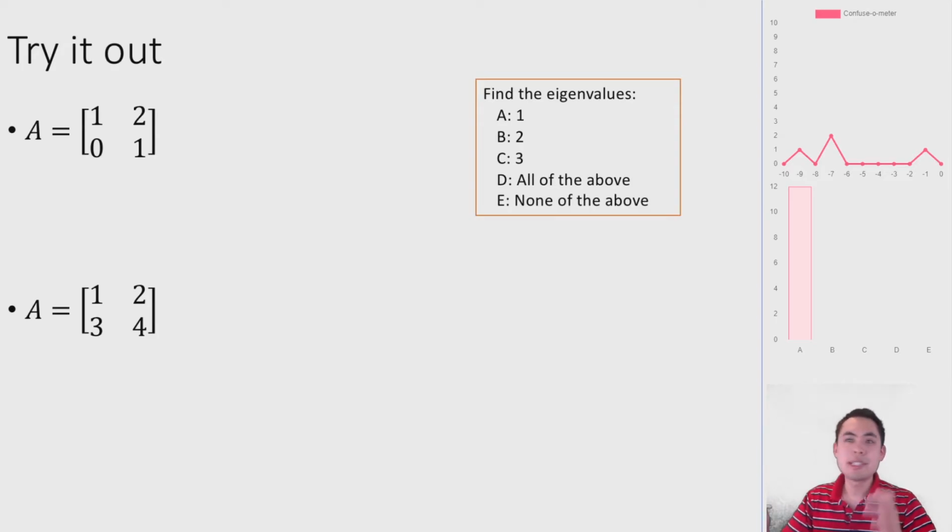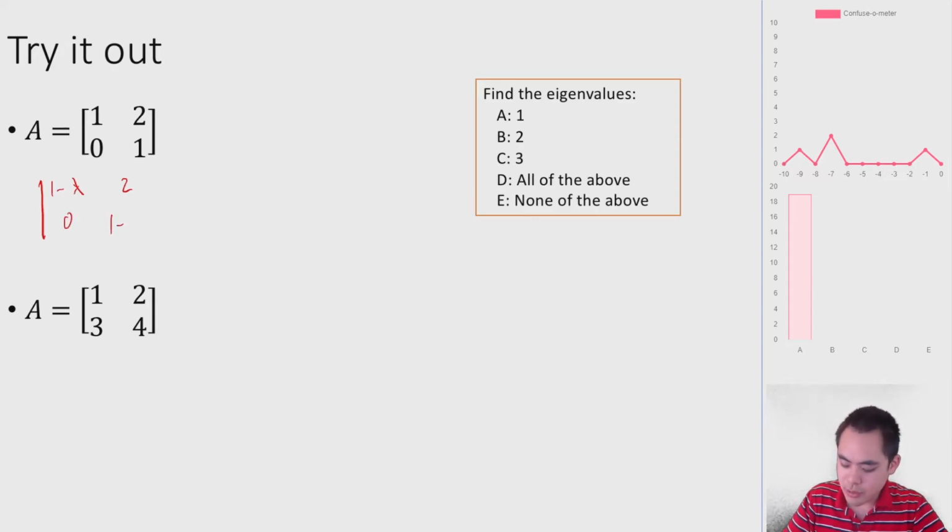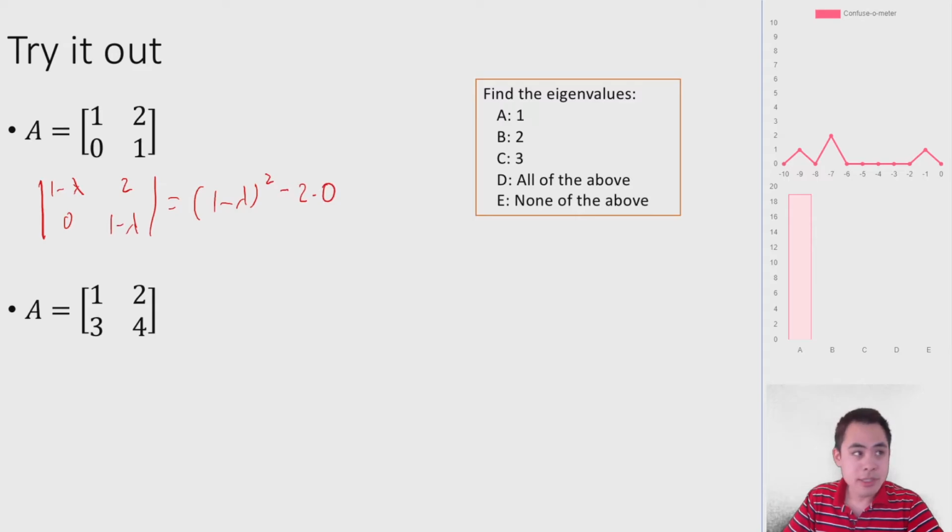Okay, it looks like we have a couple replies going in. It looks like everyone's guessing A, and this is correct. So let's work this out. This is going to be the determinant of [1 minus lambda, 2; 0, 1 minus lambda], because I'm combining together steps of A minus lambda I. You just have to subtract lambda from every entry along the diagonal. Well, this is equal to (1 minus lambda) squared minus 2 times 0. So that is equal to 0, and this thing gets canceled out. Therefore, lambda is equal to 1.